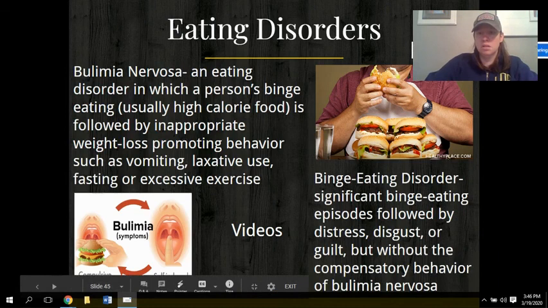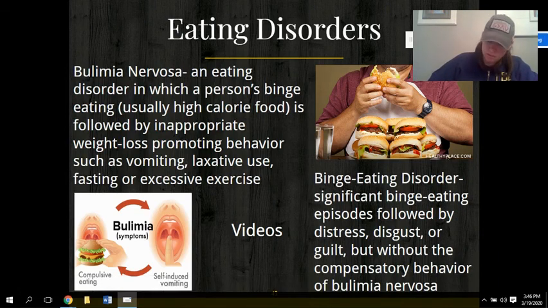So binge eating disorder is, let's see, let's write it down. Binge eating disorder: significant binge eating episodes followed by, so it's going to be followed by those bad feelings, but it's not going to be followed by the behaviors. So followed by having distress, disgust, or guilt, but without the behaviors. You can put that in parentheses if you want, but without the behaviors of bulimia.